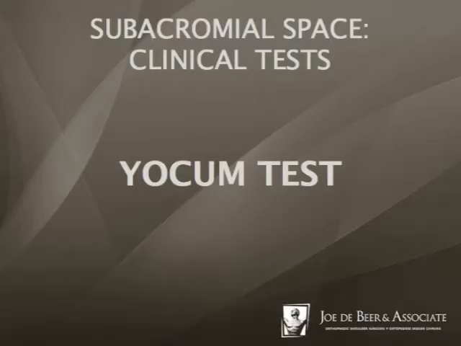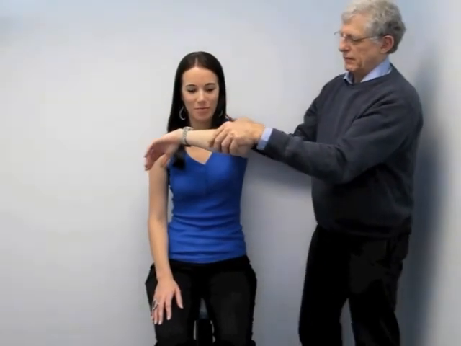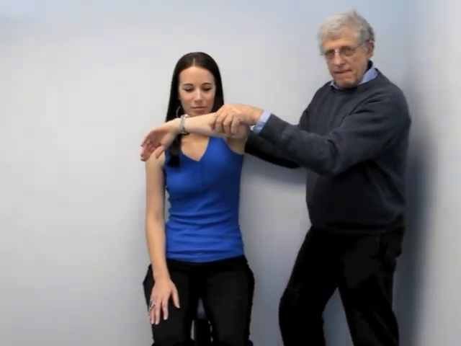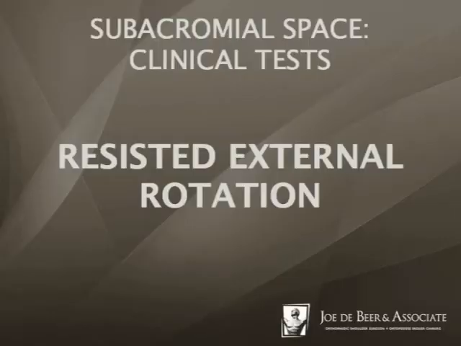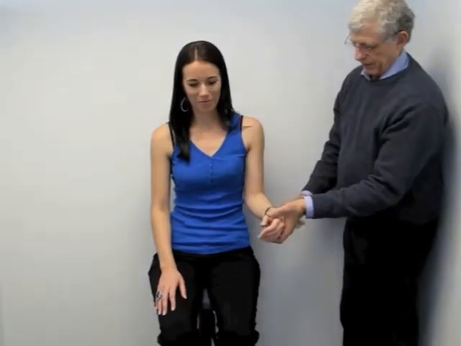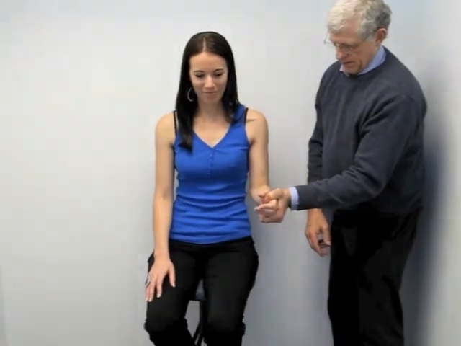With a Jobe test, the arm is internally rotated and abducted, and the patient resists a downward pressure by the examiner, and this would usually lead to pain and weakness in a rotator cuff tear. Resisted external rotation is done with the arm by the side, and the patient externally rotates the arm against resistance by the examiner, and this would usually be weak in a tear of the infraspinatus.